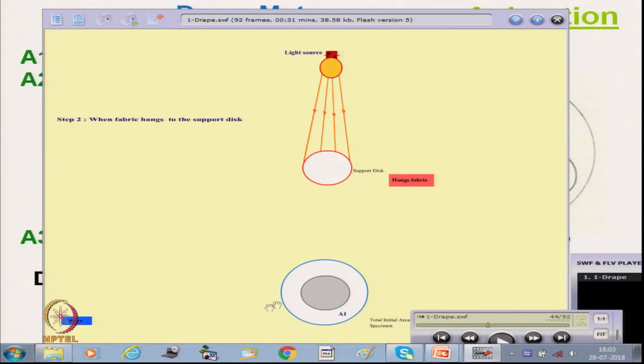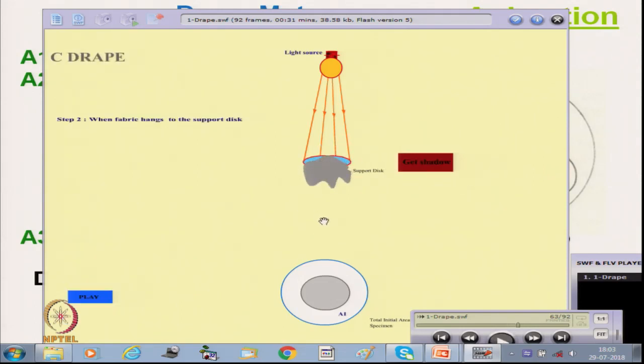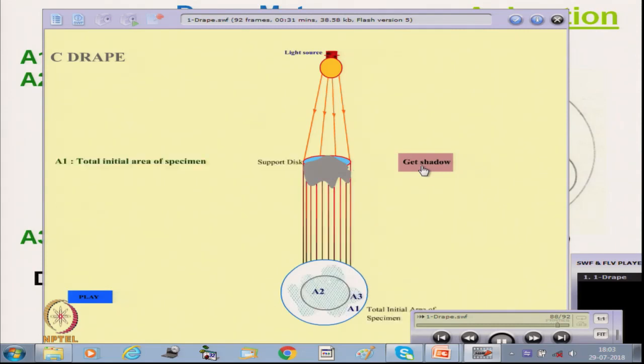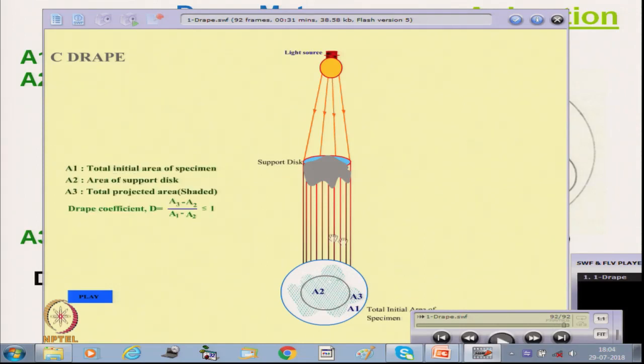Next, we are now placing the fabric on it. The fabric is hanging, and now we are getting the shadow of the fabric. From the shadow of the fabric, we are calculating the drape coefficient.